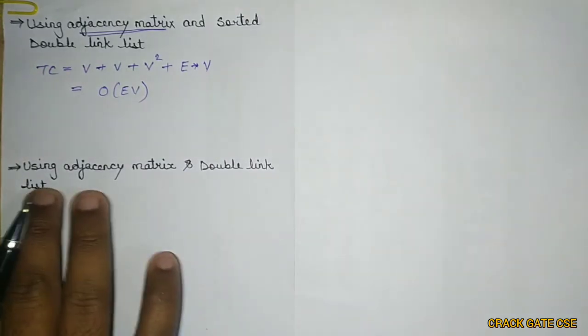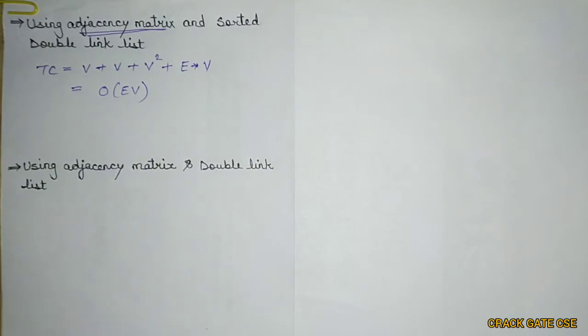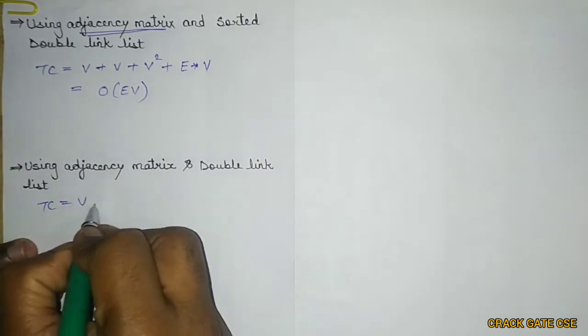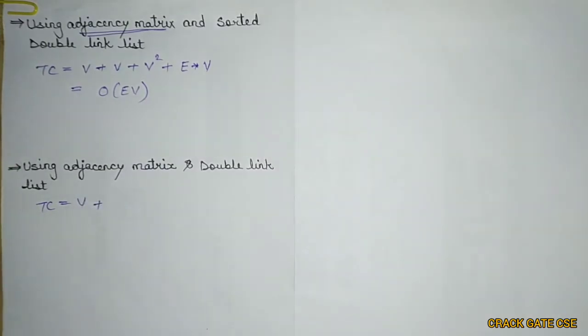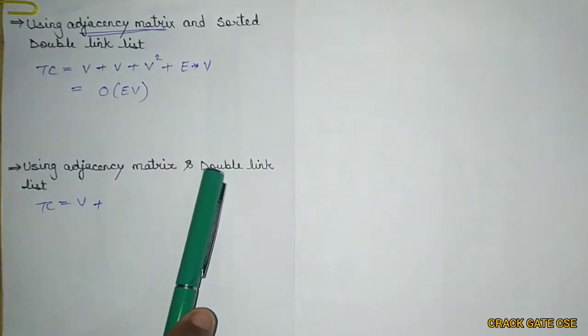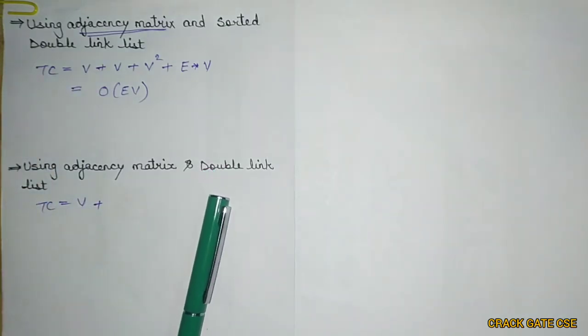Similarly, now I have to find the time complexity using adjacency matrix and a simple double linked list, that is not sorted. So how can we find it? Initialization will take V time, same as above. Now I have to delete the minimum value from the double linked list. Here it was sorted, so we could easily find the minimum value, but here I have to first find the minimum value, then delete it.